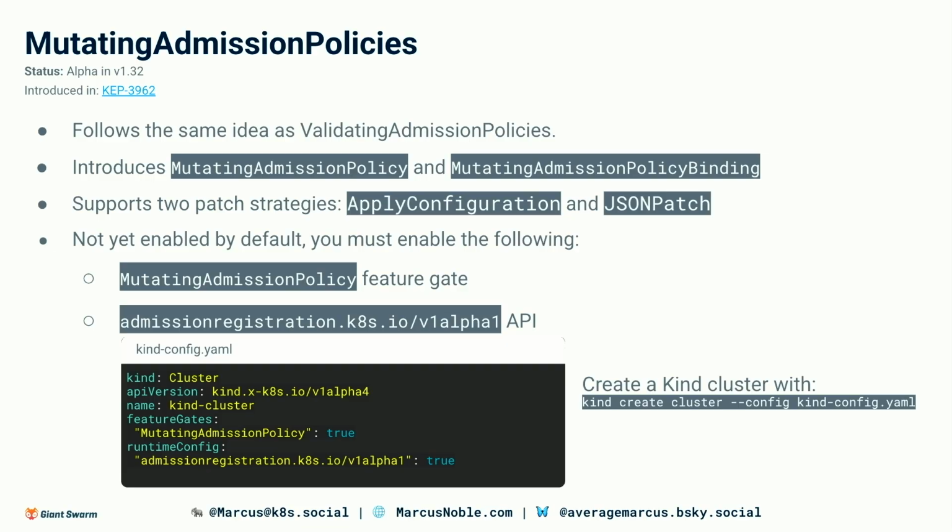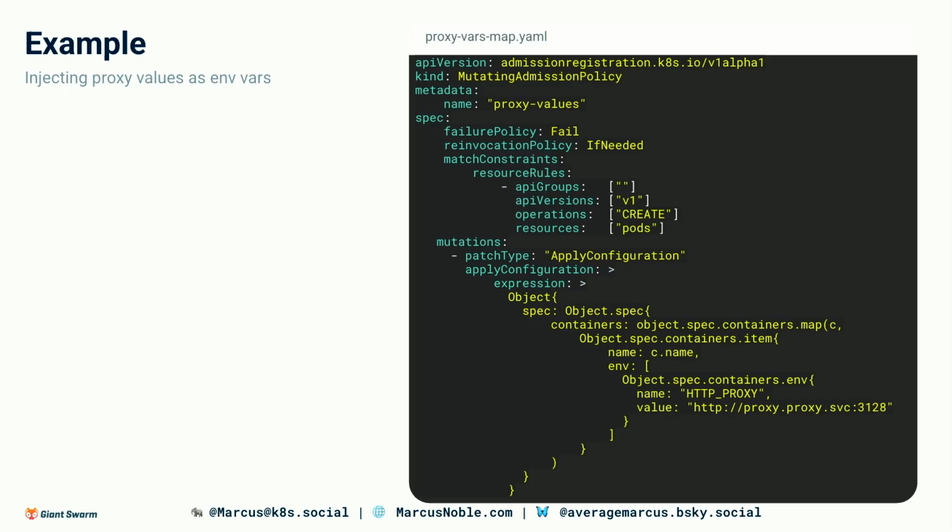If you want to enable them, you need to set the mutating admission policy feature gate, as well as enabling the admission registration API. If you want to test this out in a kind cluster, you can use this config that I've got down here with kind create cluster and then pass in that, and that will allow you to then try it out in kind with the mutation enabled, as well as the validating that is enabled by default now. So let's have a little look.